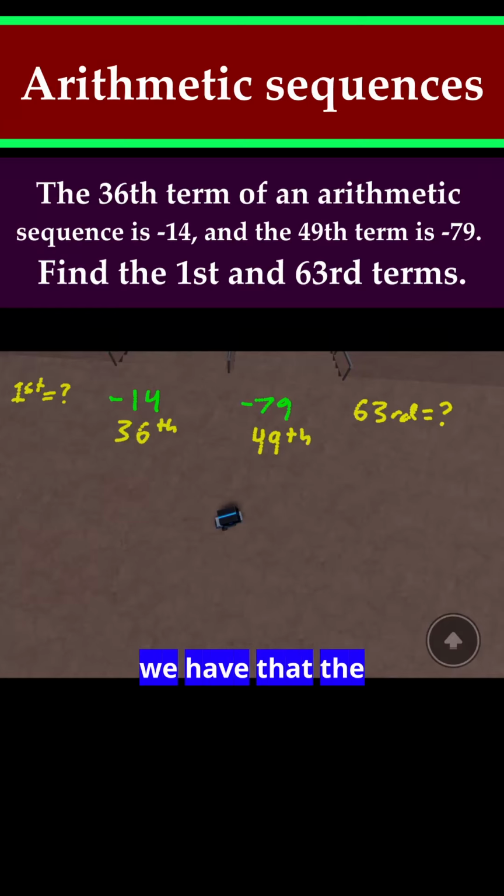In this problem, we have that the 36th term is negative 14, and the 49th term is negative 79, and we need to find the first term and the 63rd term of this arithmetic sequence. So to solve this, we need to first find the common difference and work from there.